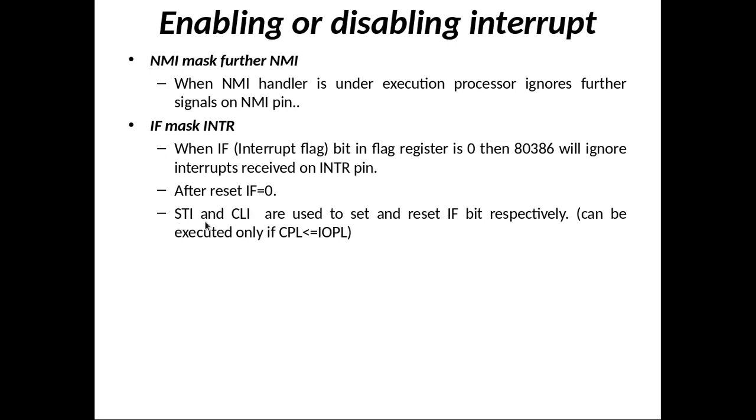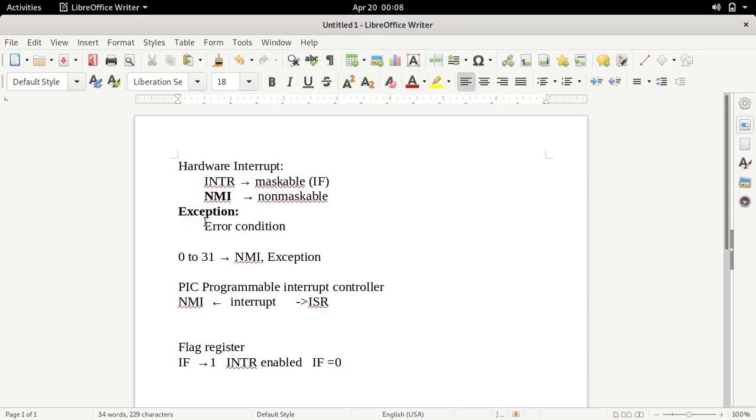Now, are there any instructions that can be used to alter the status of this IF flag? Suppose I want to set IF. Which instruction can I use? In the 80386 there is one instruction, STI. STI stands for set interrupt flag. And if I want to reset the IF flag, which instruction can I use? It is CLI, clear interrupt flag. By using the STI instruction, I can set the interrupt flag, and by using the CLI instruction, I can clear the interrupt flag.